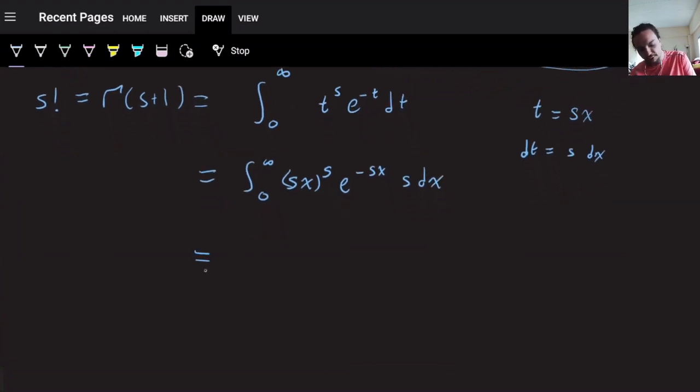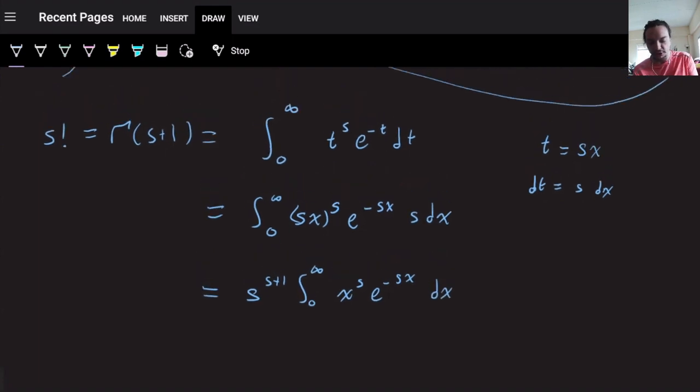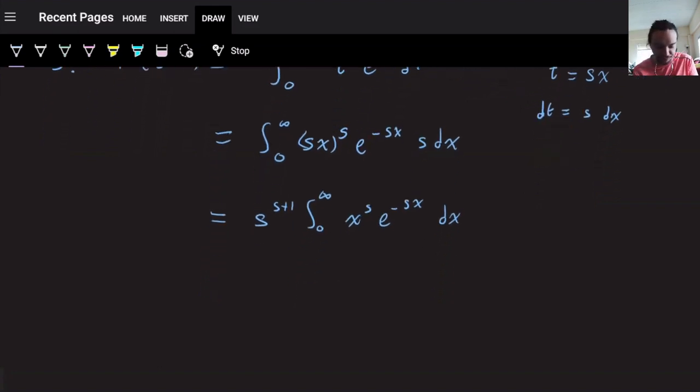Okay, so we can pull out the s's because this integral is in terms of x. So s to the s times s is just s to the s plus 1, x to the s, e to the minus sx dx. Oh, and I should have mentioned that as long as s is greater than 0, the bounds of integration don't change. If you have t being 0, then you get x equals 0. If you have t is infinity, x is infinity. Okay.